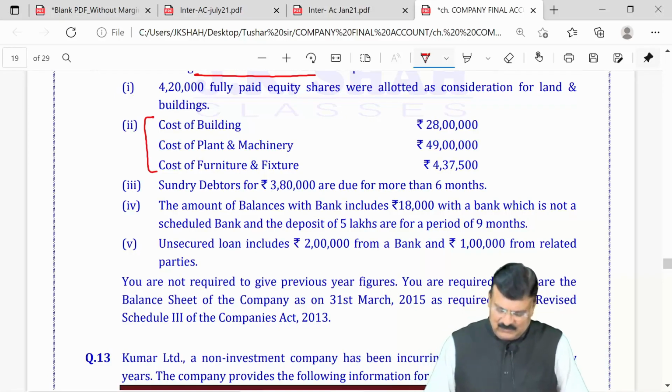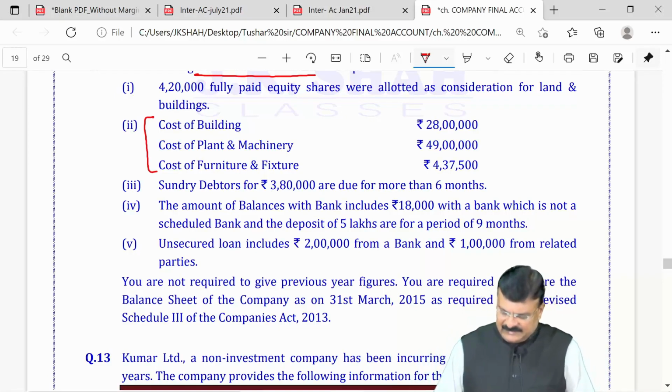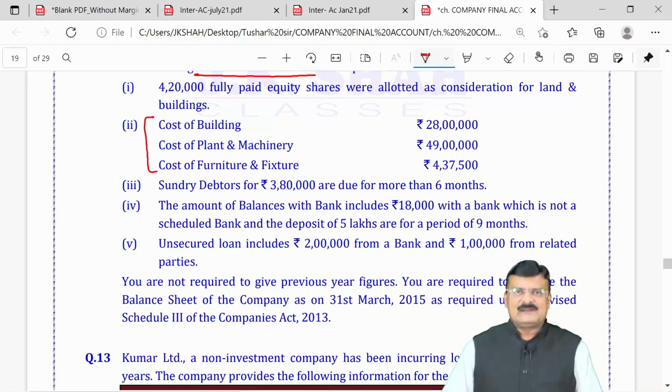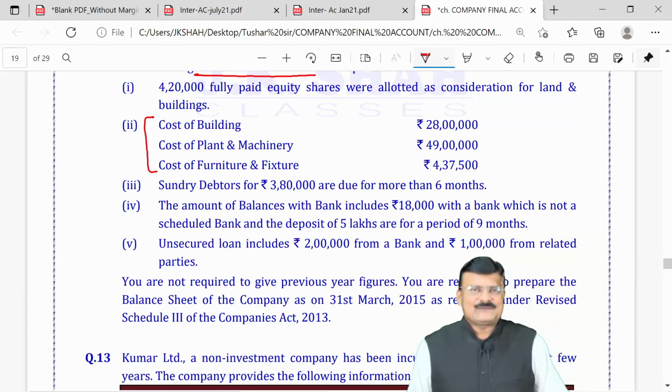Next, amount of balance with bank includes 18,000 with a bank which is not a scheduled bank, and deposit of rupees 5 lakh is for a period of 9 months. This is additional disclosure. When you show balance with bank under the head cash and cash equivalents, show these details in the inner column. Unsecured loan includes 2 lakh from a bank and 1 lakh from related parties. This is also additional disclosure.